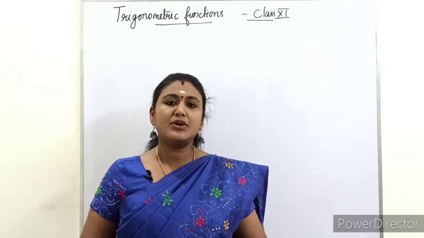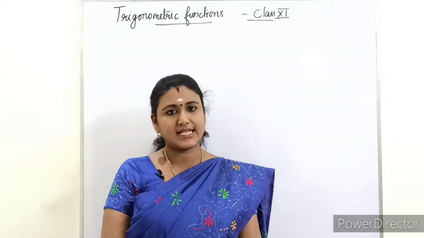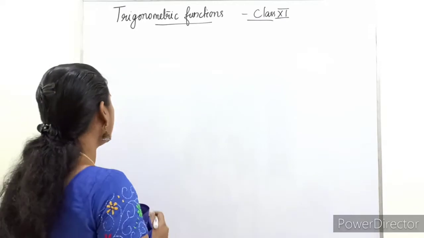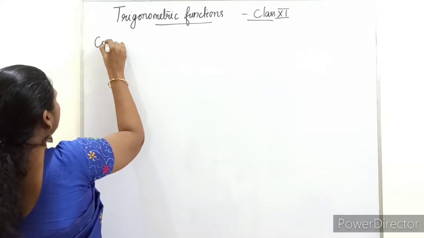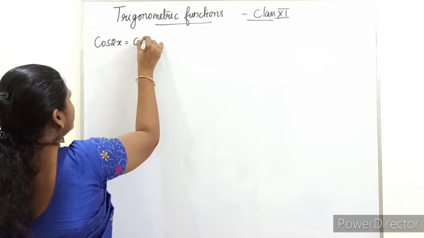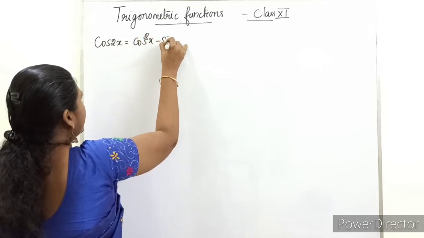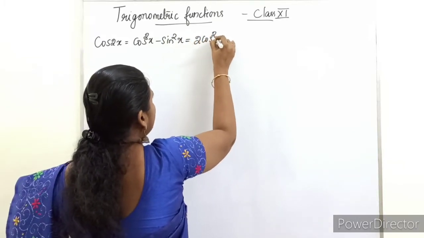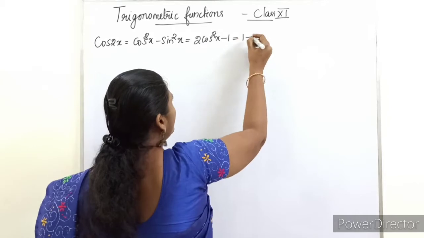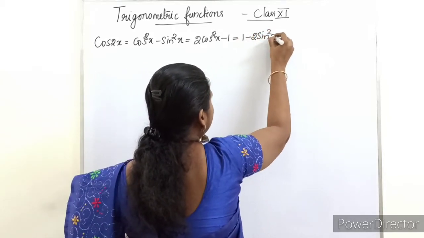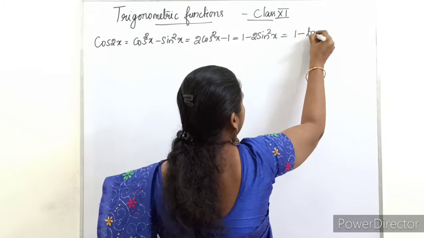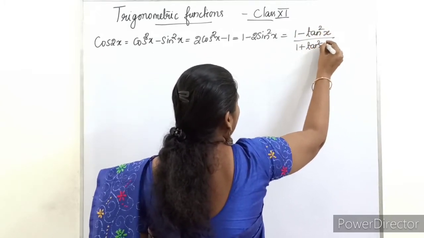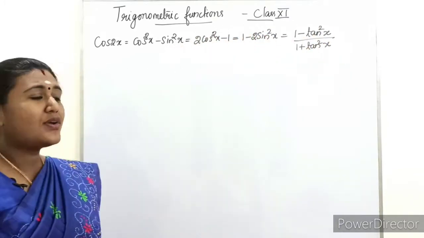In my previous video, we learned some trigonometric functions and identities. Today we will learn a few more formulas. First formula: cos 2x is equal to cos square x minus sin square x, which is equal to 2 cos square x minus 1, which is equal to 1 minus 2 sin square x, which is equal to (1 minus tan square x) by (1 plus tan square x). So all these are the formulas for cos 2x.